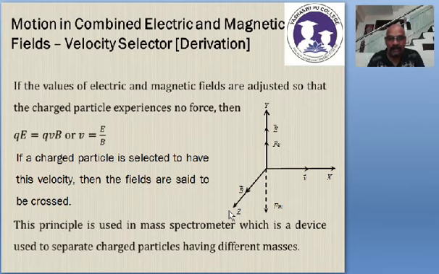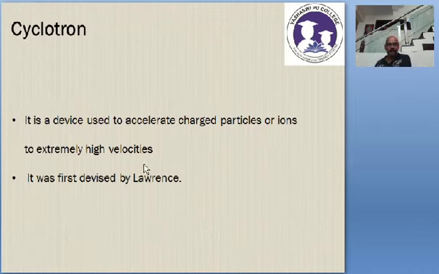One important thing is QE is equal to QVB, V is equal to E by B. So remember, the charged particles with a velocity equal to E by B moving in the crossed fields will experience zero net force, and therefore they move in the original direction. They are not affected by any magnetic or electric fields. Okay, that is one thing, dear students. Any doubts, you just come back to me.